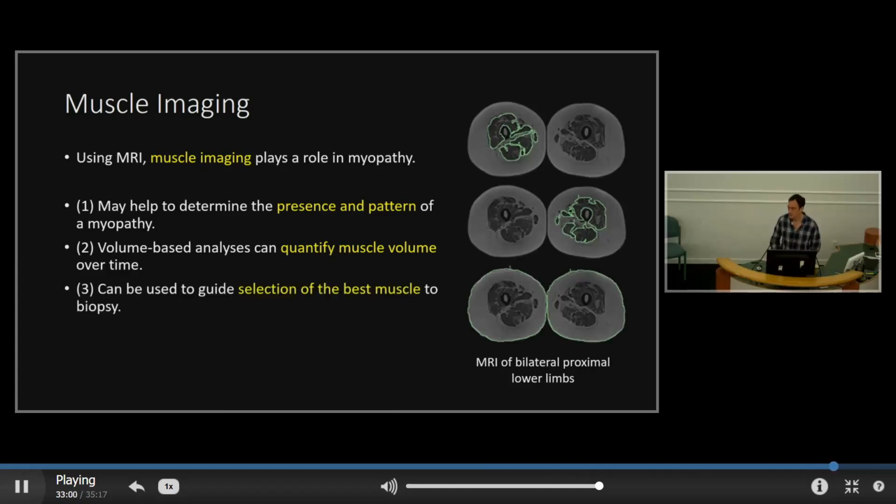And if you want to do a muscle biopsy, MRI imaging is very good for selecting the best muscle with which to do that. So this particular patient here on the right actually has inclusion body myositis, and I don't know if you can appreciate it, but probably the quadriceps, which are just above the bones there, are extremely wasted. Although most of the muscles are quite wasted, the quadriceps are probably getting it harder than the rest of them.